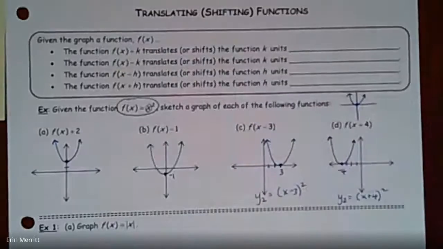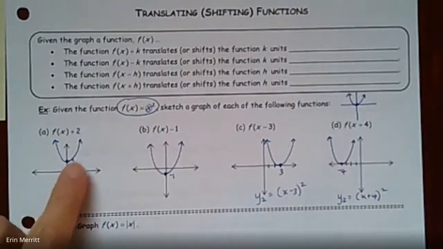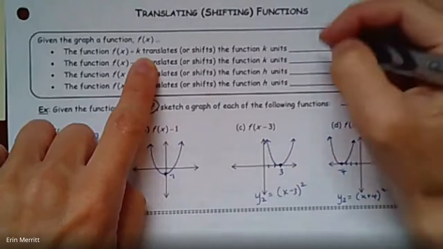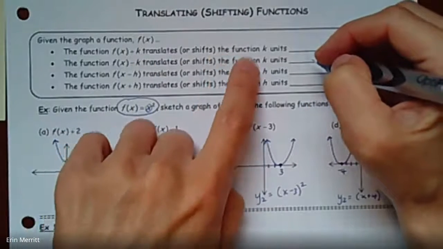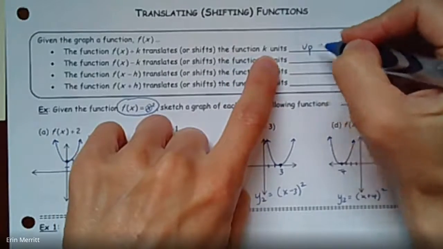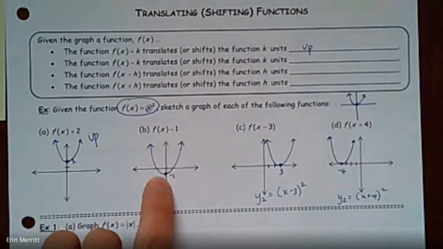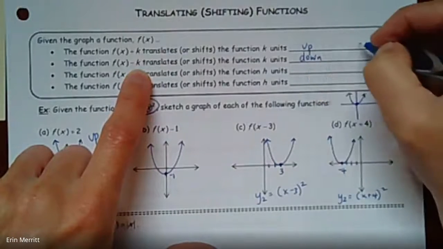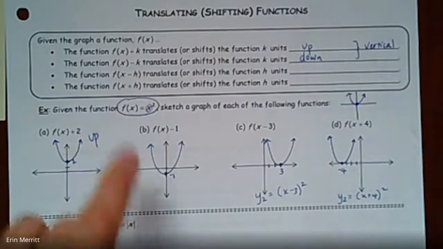Right? So let's look at it as a summary. If I have a plus value on the end, it shifted it up. That's the first case right here. So this means it's going to shift the graph k units up. If you have a minus 1, it shifted it down 1. So minus k means you're going to shift it down. So these two affect the graph vertically. So it's moving it up or down.